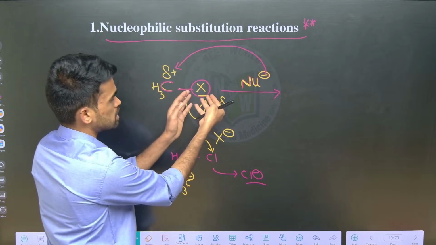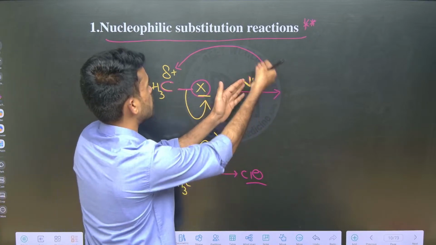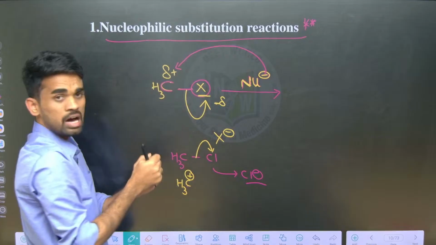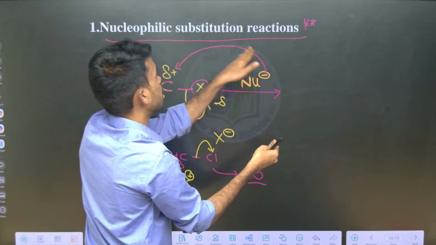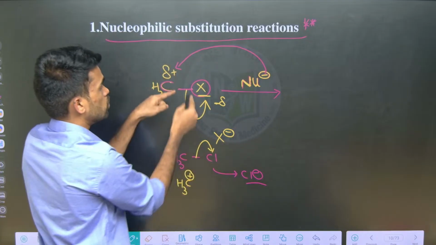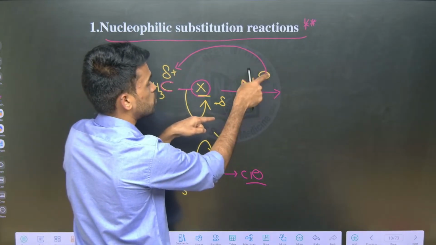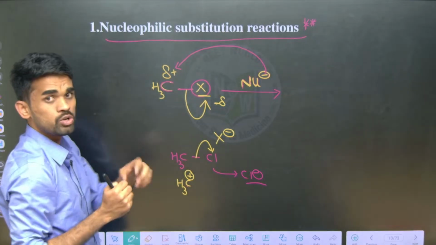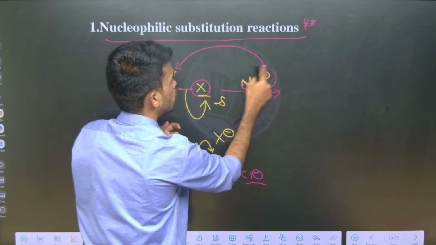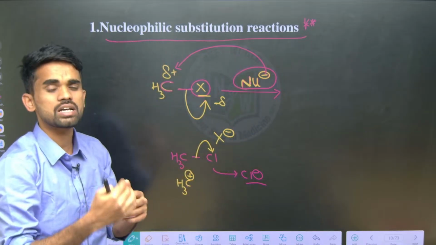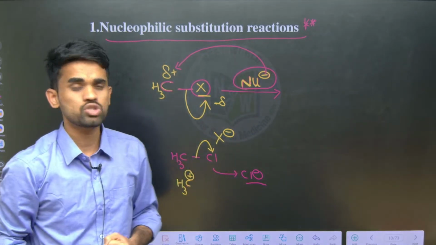One negatively charged species is going out, and one more negatively charged species is coming in, or one electron rich species is going out and one electron rich species is coming in. So one group is substituted by another group, and what type of groups are there? Nucleophilic groups. So one nucleophile is substituted by another nucleophile. That's why these reactions are called nucleophilic substitution reactions.